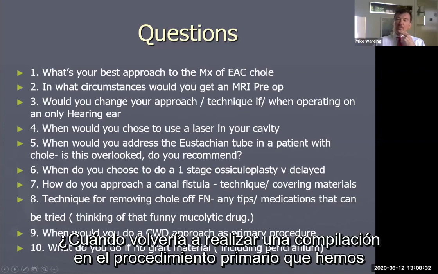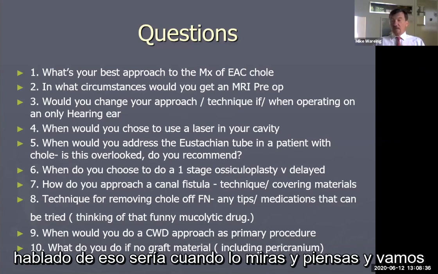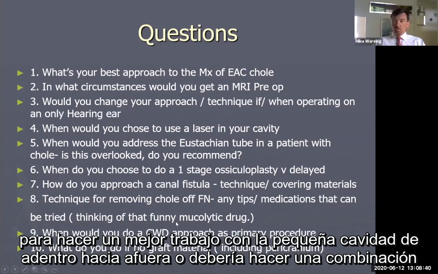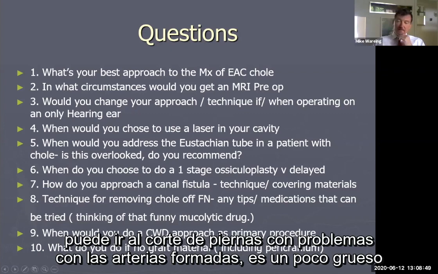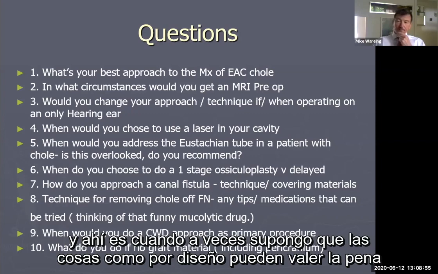When would you do a canal wall down as a primary procedure? Again, we've spoken about that. That would be when you look at it and you think, am I going to do a better job with the small cavity inside out, or should I do a combined approach? No graft material. We've again spoken about that. That's when you may go to the leg. Trouble with fascia lata is it's a bit thick, and that's when sometimes I suppose things like Biodesign may be worthwhile thinking about.